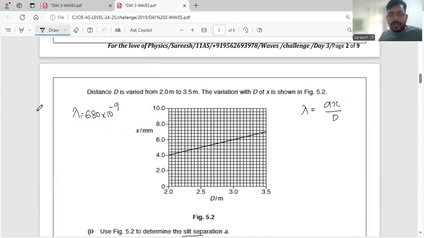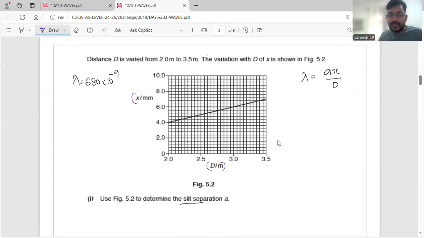And then the problem is they haven't given the values of X and D. Instead, they have given a graph. From this graph, I can understand the slope of this graph is equal to X over D. So I can write lambda is equal to A times slope of this graph. Okay, X over D is the slope of the graph. So let's first find the slope or gradient of the graph.